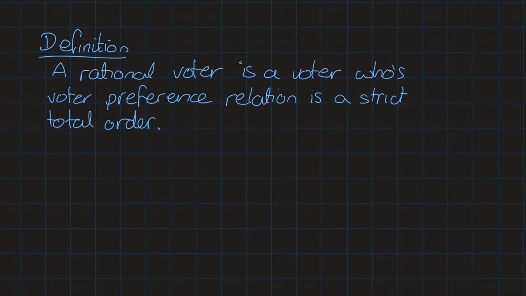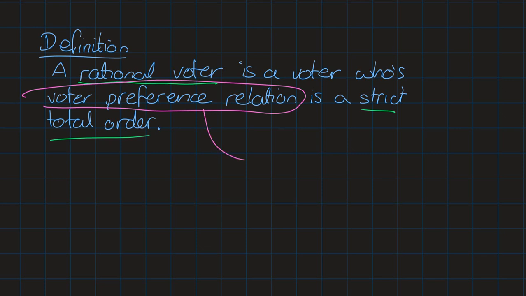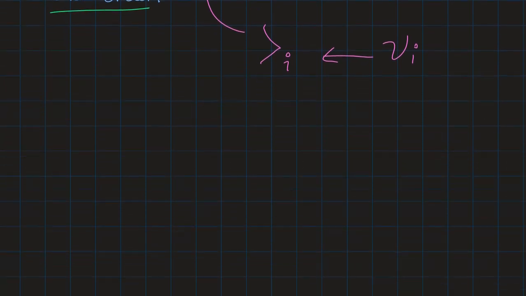Why do I define this abstract thing? I do it because I want to say that a rational voter is a voter whose voter preference relation is a strict total order. Remember, a voter preference relation is the thing that looks like this. It tells you how, in particular, voter Vi feels about the alternatives, voter Vi's preferences. And I'm going to insist that every voter has a strict total order for their voter preference relation. So what does this mean qualitatively?